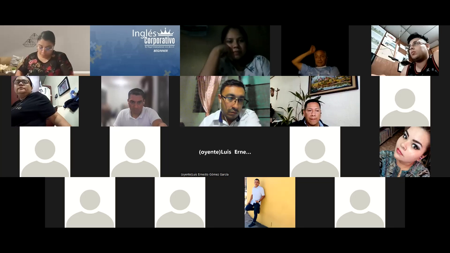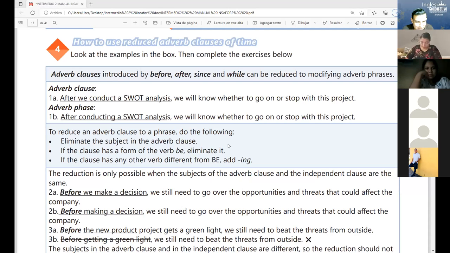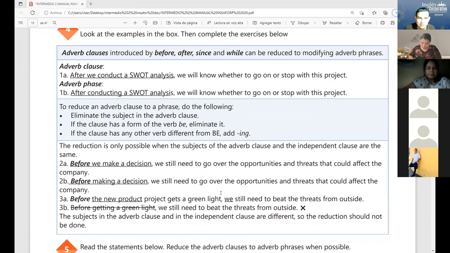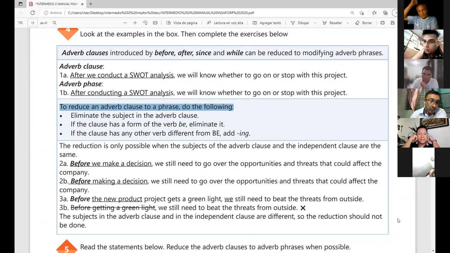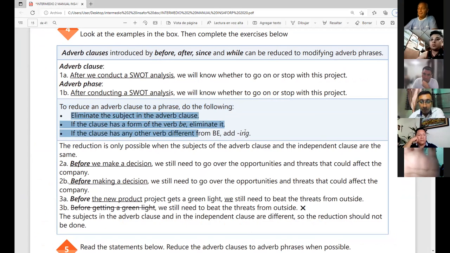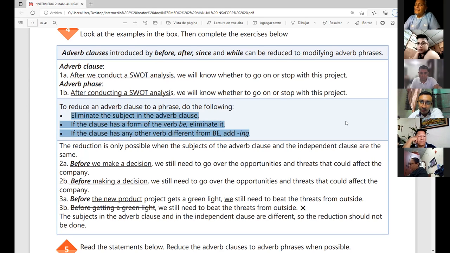Okay, now we have the exercises from the textbook, from the manual. Here we have more information. You can analyze the sentences. Here we have to reduce adverb clauses to phrases by doing the following. Mr. Jose René, can you read the three rules, please? Eliminate the subject in the adverb clause. If the clause has a form of the verb be, eliminate it. If the clause has any other verb different from be, add ing. Excellent. Reducing is only possible when the subject of the adverb clause and the independent clause are the same. Like I said, the two sentences must have the same subject.